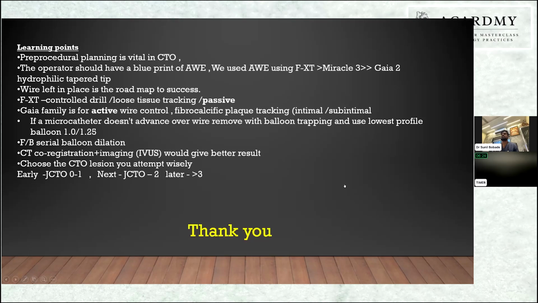Choose your CTO lesion wisely. So early CTOs, J-CTO 0 to 1, next J-CTO 2, later 3. So the score was 0 in this case, and this was my first CTO case. I did it successfully. Thank you, sir.